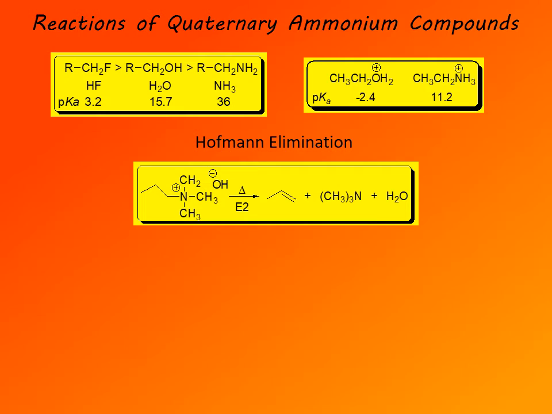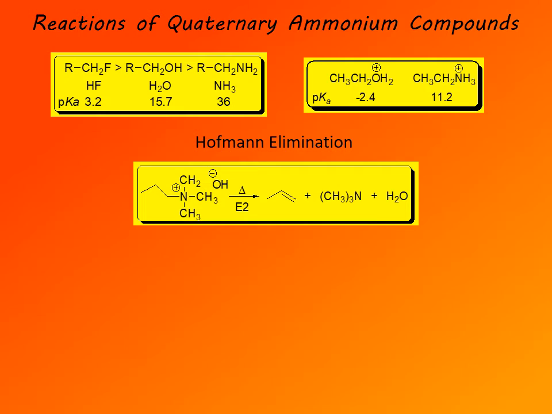So we actually don't protonate amino compounds because the protonation reaction is reversible. And under reaction conditions, the proton would protonate hydroxide and there would be no reaction. Instead, we convert nitrogen into a quaternary ammonium salt and use hydroxide ion as the counter ion.